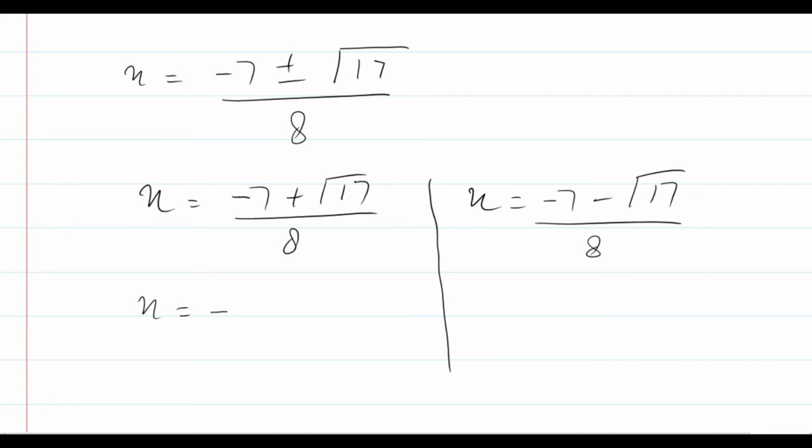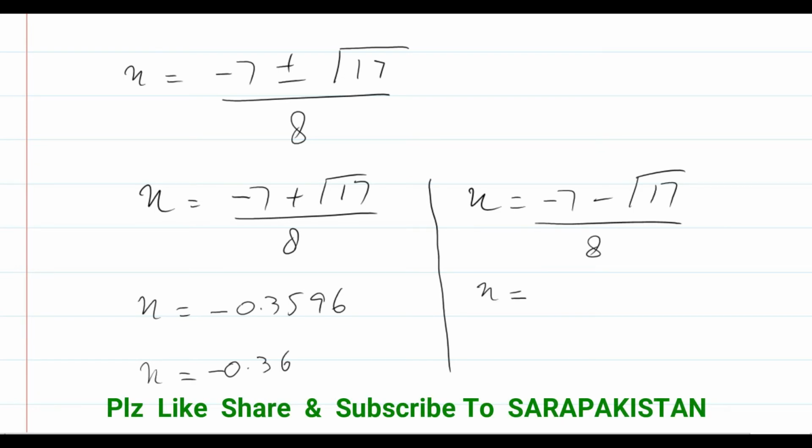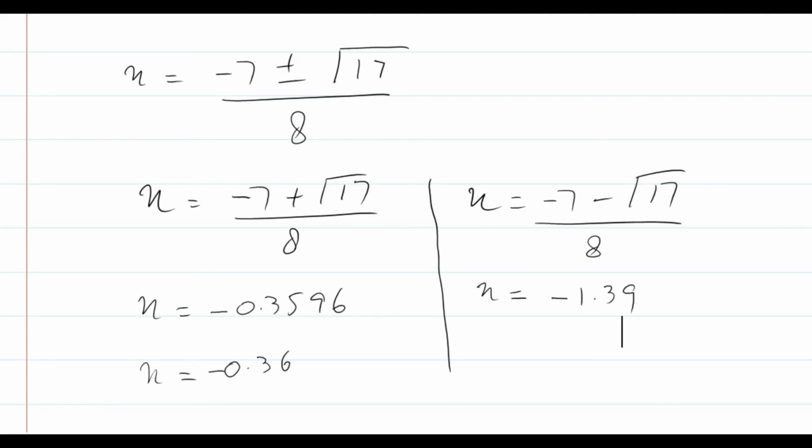Minus 0.3596, and in two decimal places this is minus 0.36. Similarly, on the other side you will get x equal to minus 1.39. This is the answer.